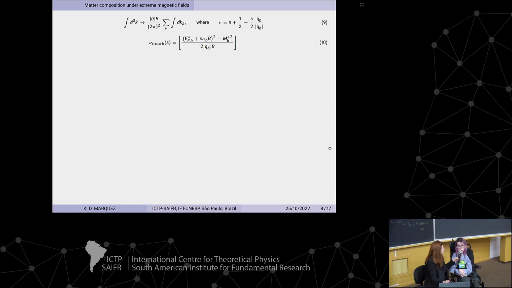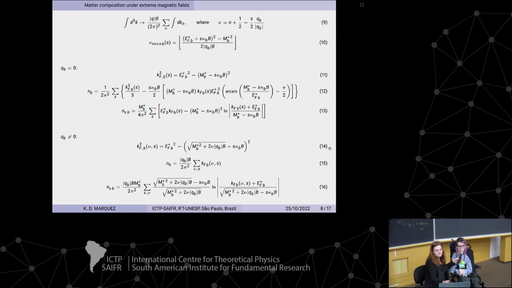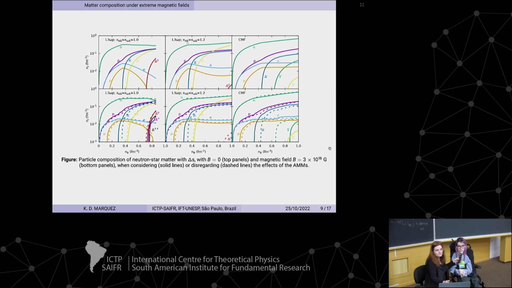So a quick note: I told how you describe nuclear matter without a magnetic field. If we want to include the magnetic field, we must take into account the Landau levels, occupying the Landau level degeneracy. From that, we get these expressions for the energy spectra and for the densities. I just showed them, but we use them to calculate the particle populations of the matter. Here I'm using a constant magnetic field in the Z direction, a very high magnetic field.